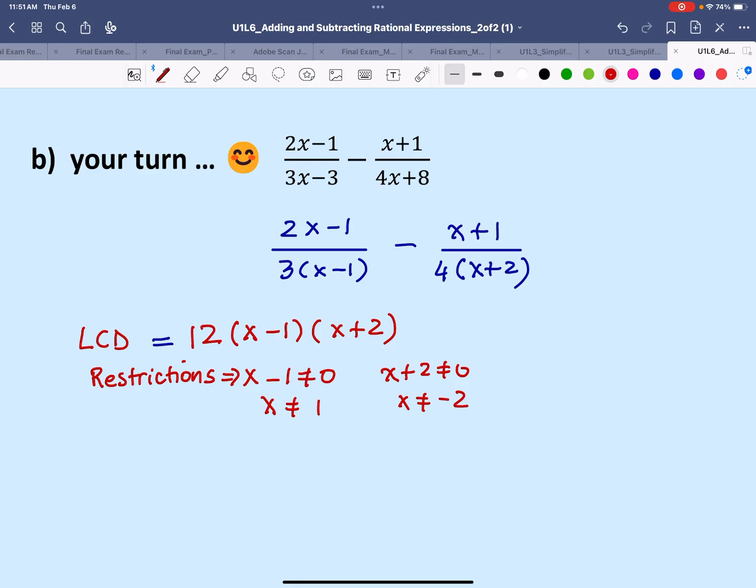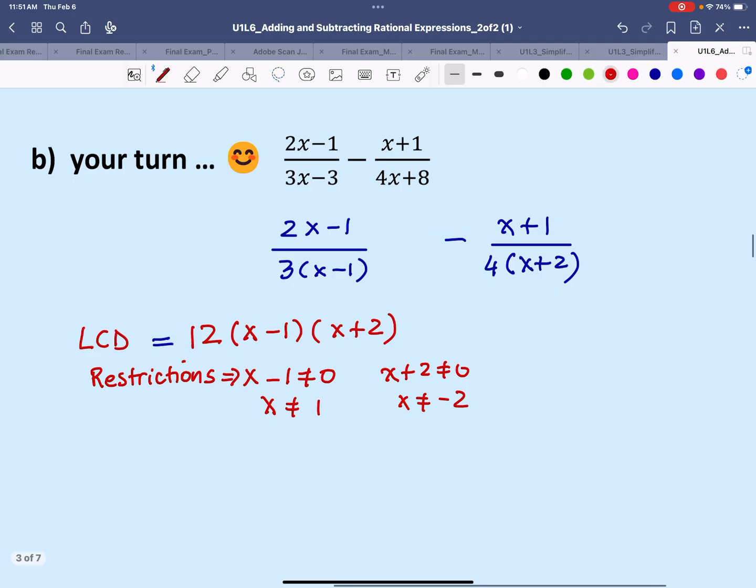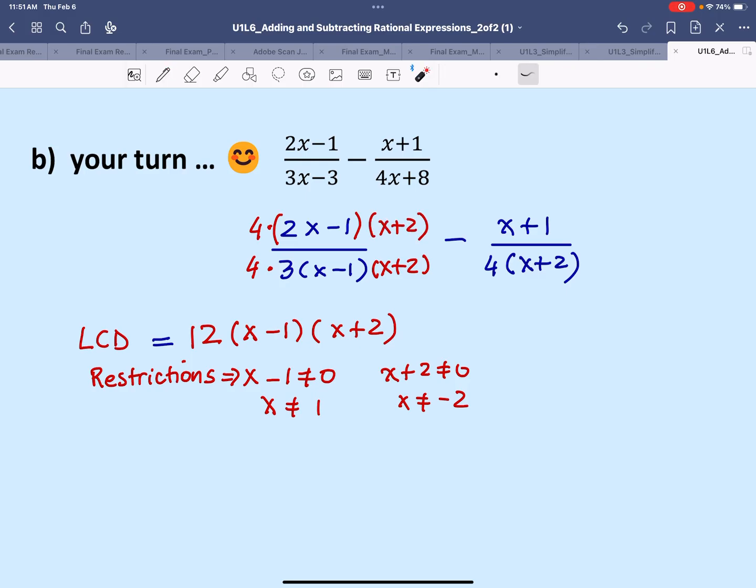Now we're going to make the denominators the same. So the denominator has to be 12 times x minus 1, times x plus 2. And I can use this very expression that I have up here. So we'll make number 3 into a 12, so multiply by 4, both numerator and denominator. And we need to bring in the factor of x plus 2, so multiply by x plus 2, both numerator and denominator.